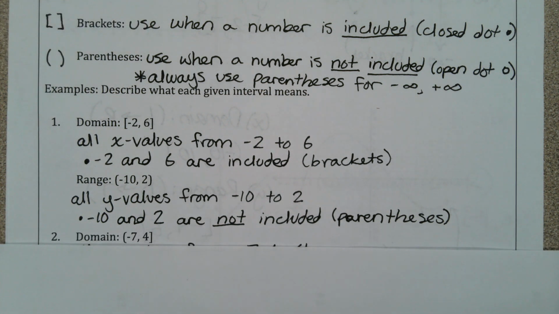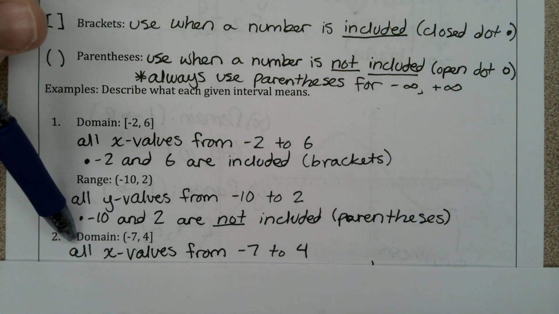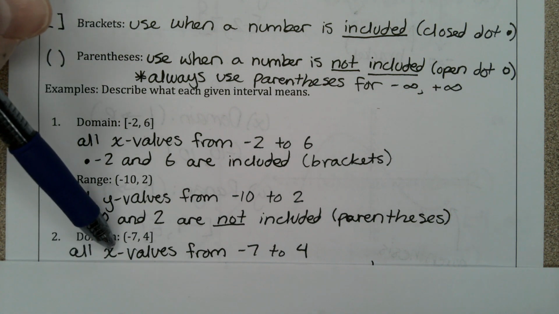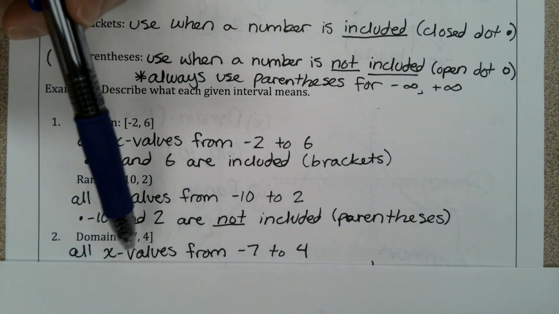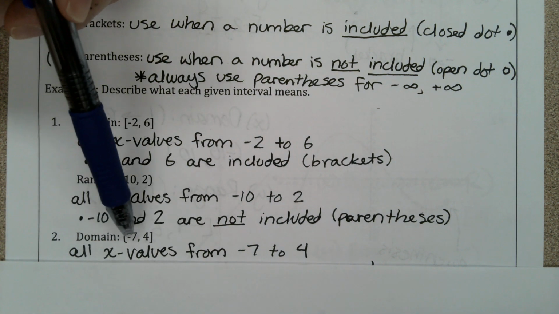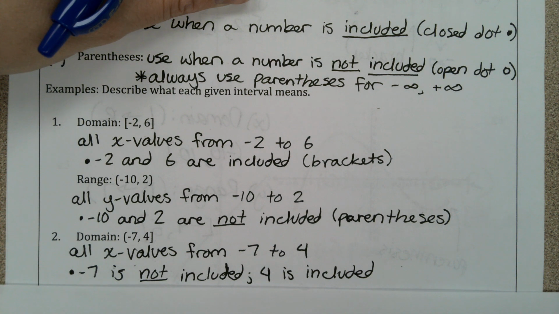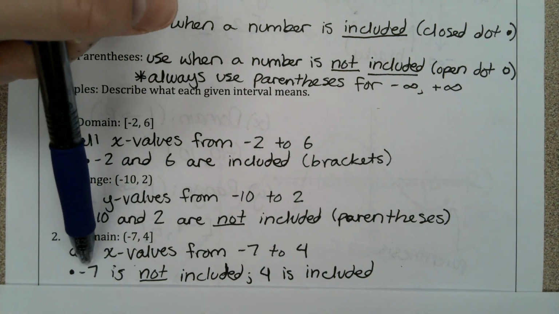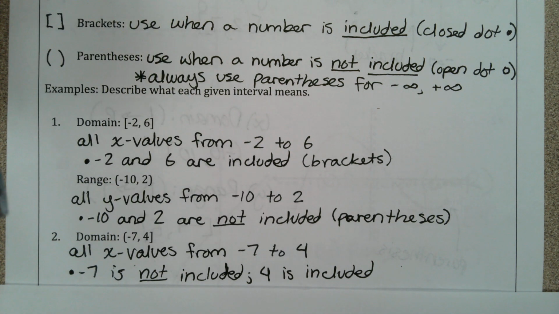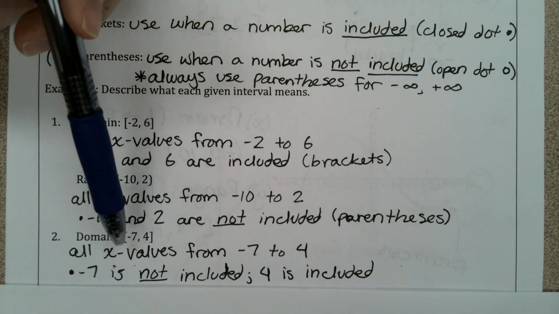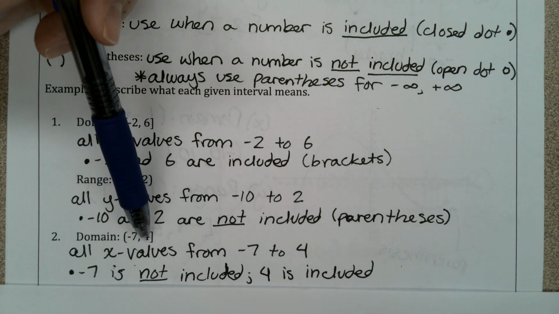Example 2. Our domain is -7 to 4. Again, domain, we're working with the x values. This is all x values from -7 to +4. Now, before I reveal the next part, notice we have a mixture of symbols. We have one parenthesis and one bracket. This is 100% possible, something we can also have. So we have one of each. This means -7, since it has the parenthesis, is not included, but 4 is included because of the bracket. So this is all the numbers after -7, not including -7, all the way up to and including +4.